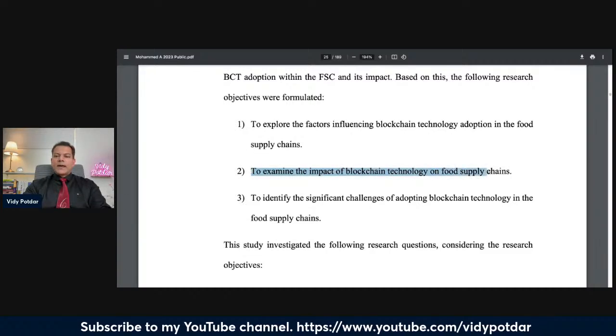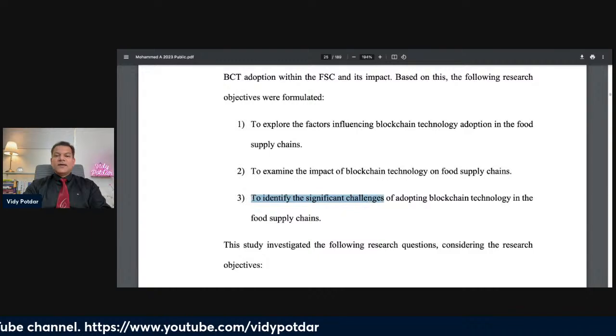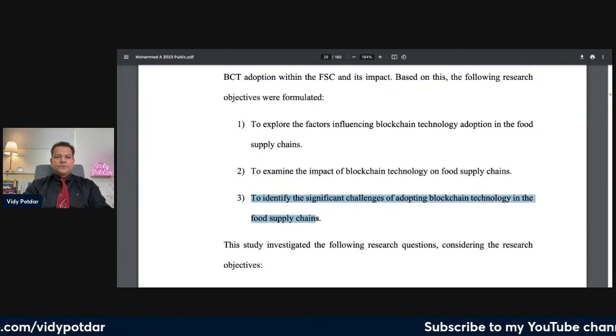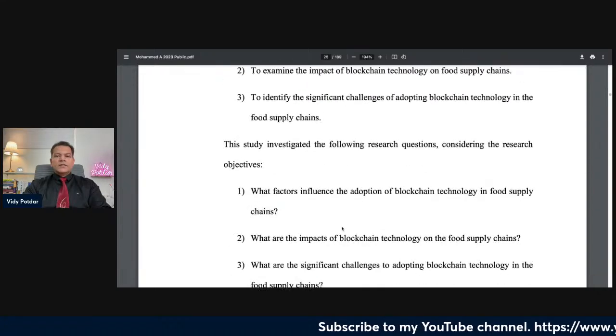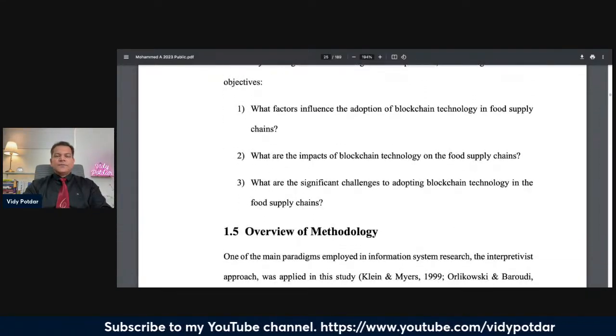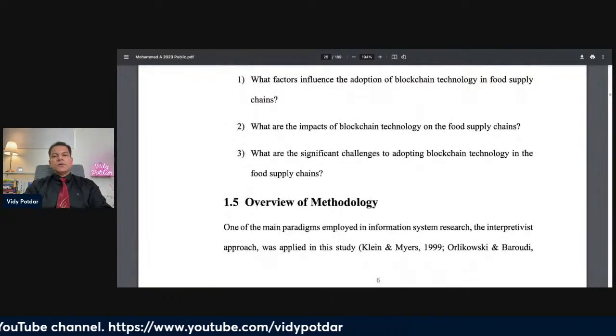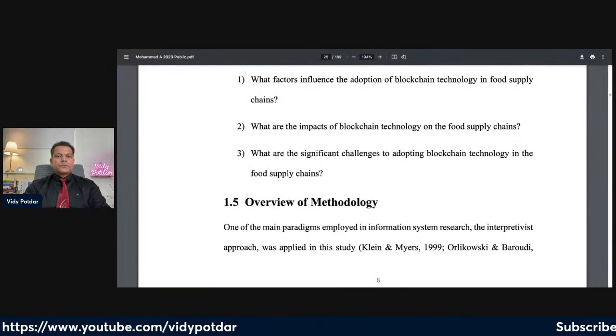So to examine the impact of blockchain technology on food supply chain, to identify the significant challenges of adopting blockchain technology in food supply chain. Okay. So the study investigated the following research questions considering the research objectives. So you have research objectives, and then you also have research questions.